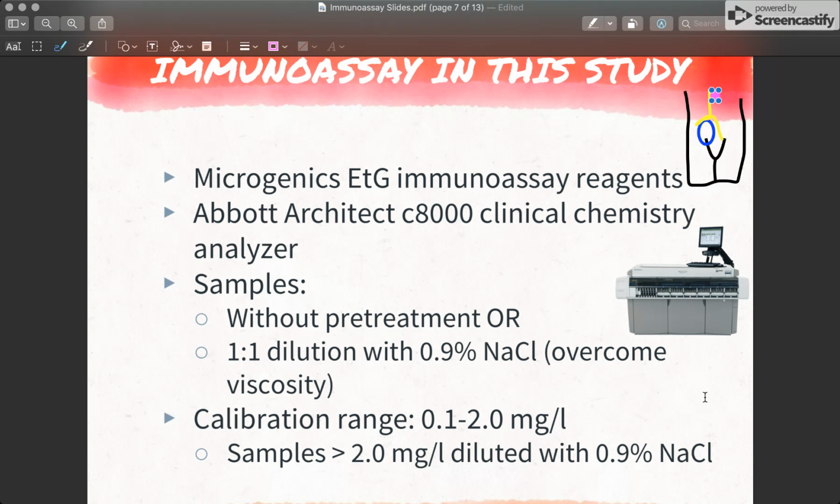They also used a calibration range for this machine of 0.1 to 2.0 milligrams per liter. Samples that are within that range are just fine, but samples that are above that, they needed to dilute a little bit so they weren't quite so concentrated. To do that, they just used more of that 0.9% NaCl because it's not going to bind with anything, and it's going to help dilute it a little bit.